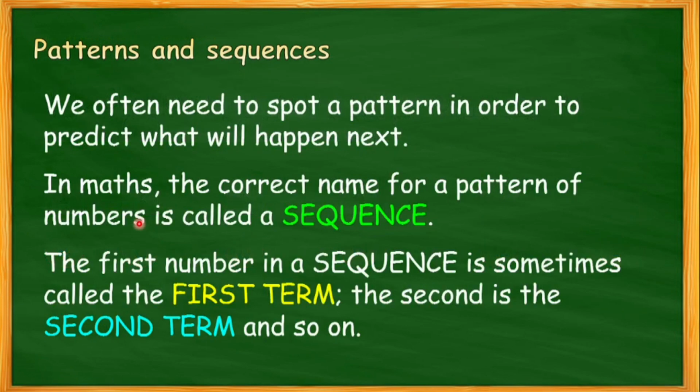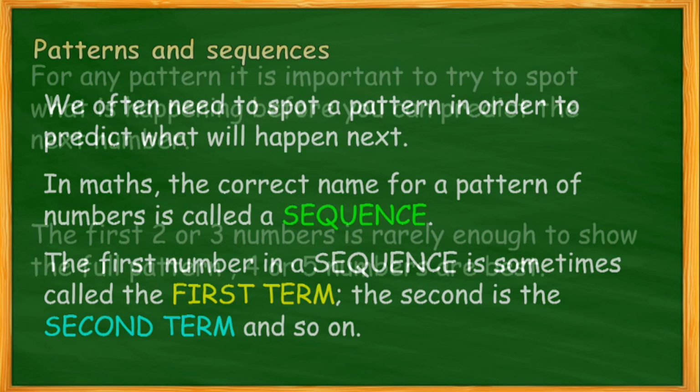Okay, so let's analyze a pattern and sequence. In a pattern and sequence, we often need to spot a pattern in order to predict what will happen next. In math, the correct name for the pattern of numbers is called a sequence. The first number in the sequence is sometimes called the first term, and the second number is the second term, and so on. Third term, fourth term, and going to the nth term.